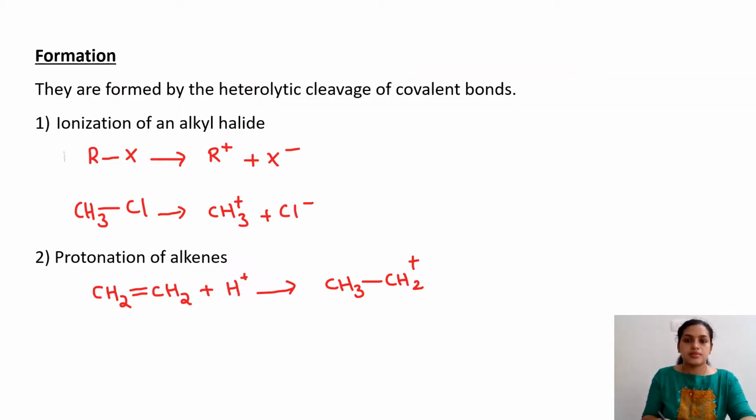Now we have to see the formation. How are they formed? I have shown two simple methods here. One is by ionization of an alkyl halide, RX. You know that halides are more electronegative than carbon, so naturally the bond will shift towards the halogen and you will get R plus. For example, from methyl chloride we will get methyl carbocation. The second one is protonation of alkene. We have seen this while discussing the applications of the electromeric effect. An alkene plus a proton will give you the corresponding carbocation.